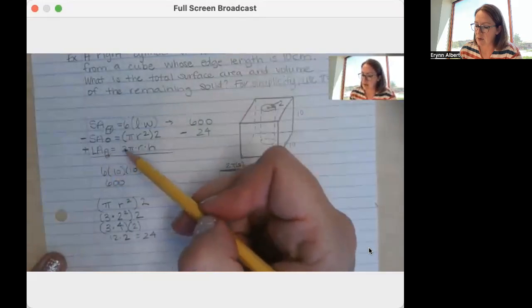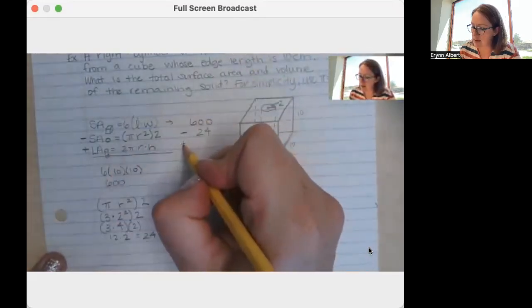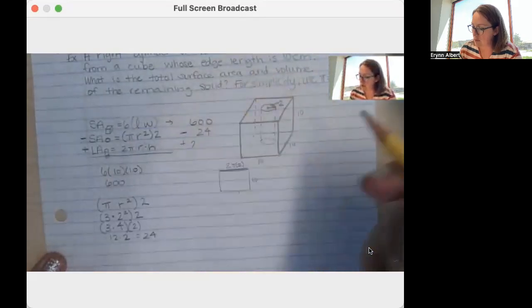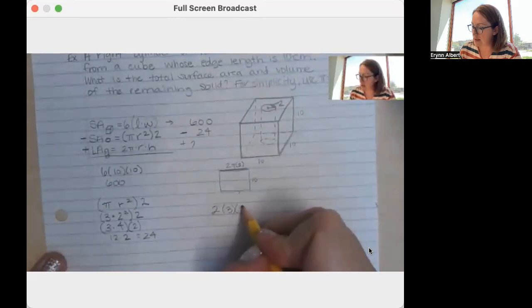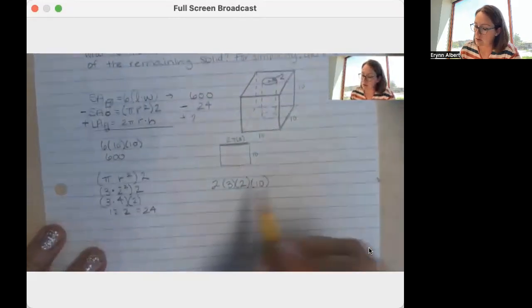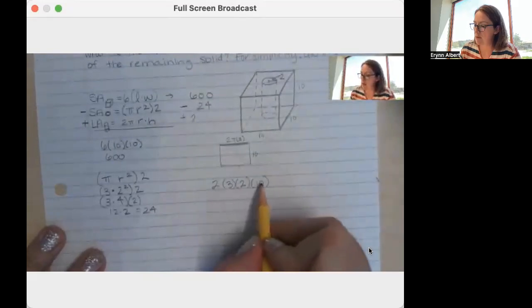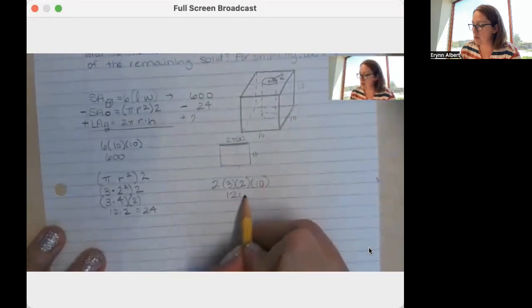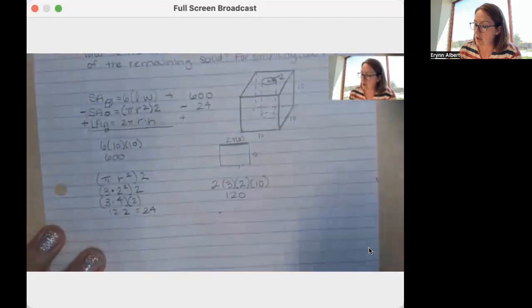Okay, and then let's do this lateral, what we did over here already. I'm going to just rewrite that. So 2 pi, we said, is 3. Radius is 2, and then the height is 10. Let's go left to right. 2 times 3 is 6, times 2 is 12, times 10 is 120. So we're going to add 120.